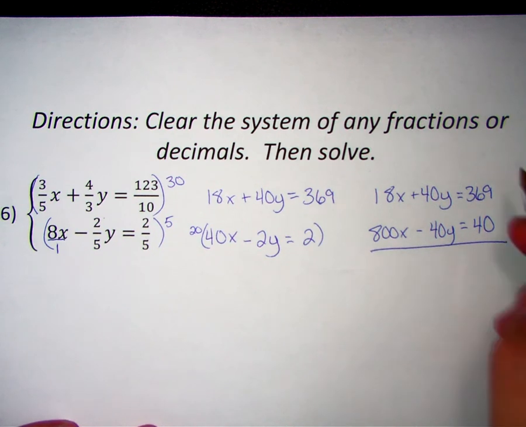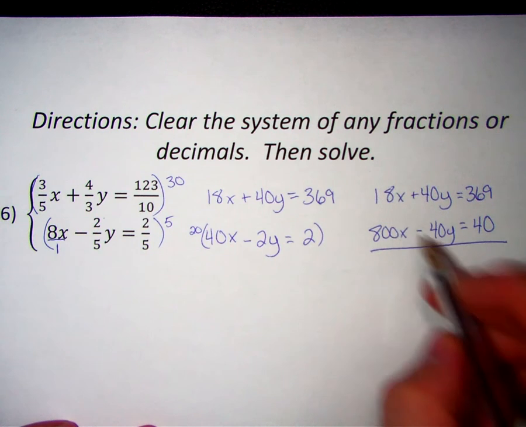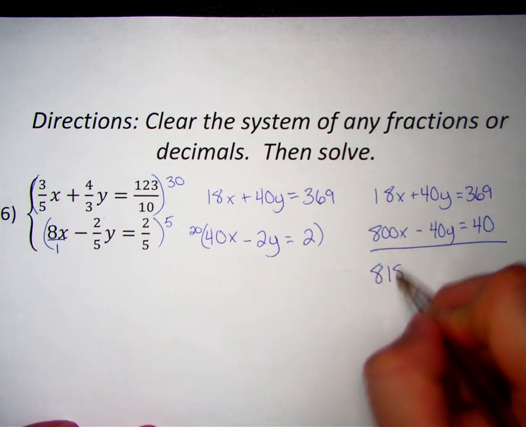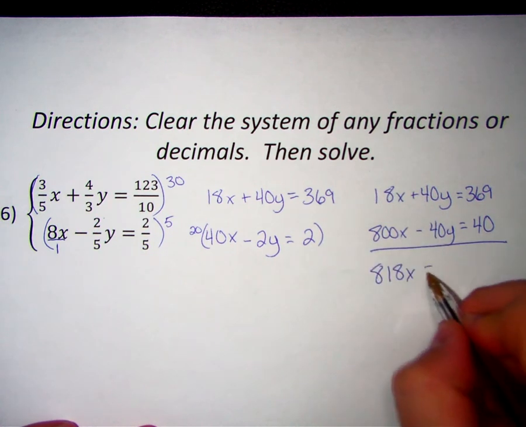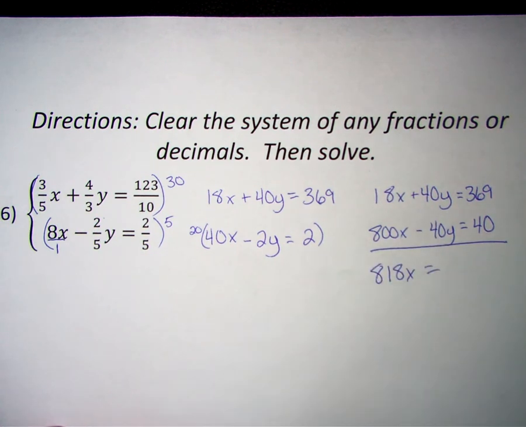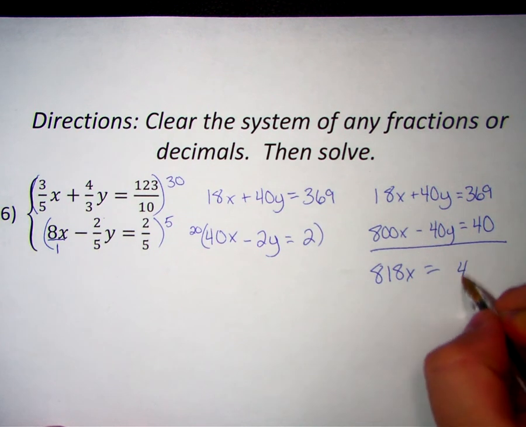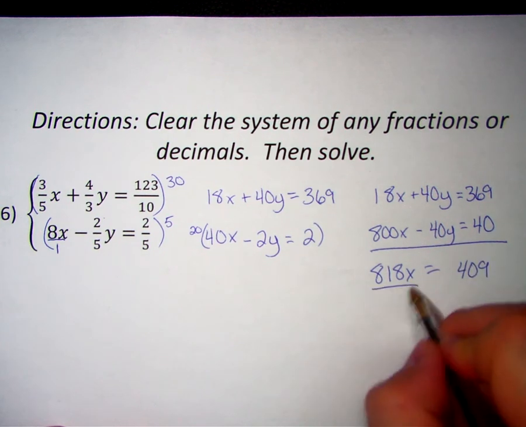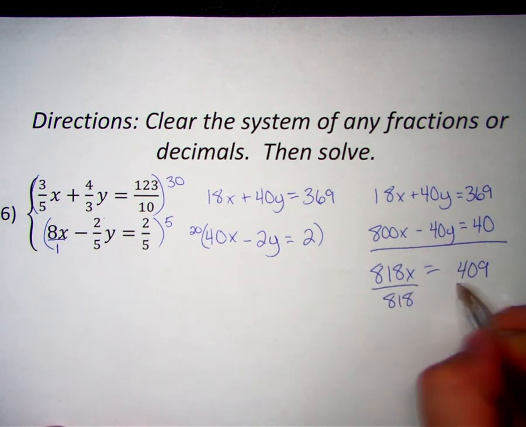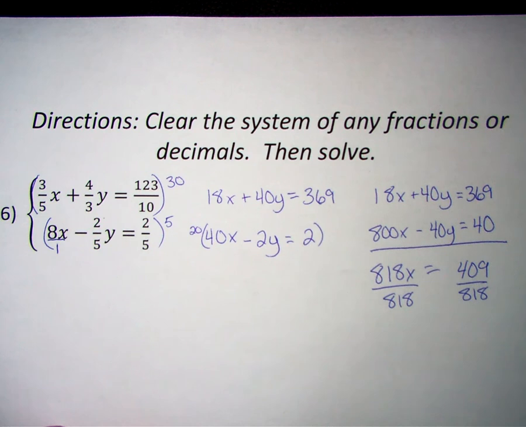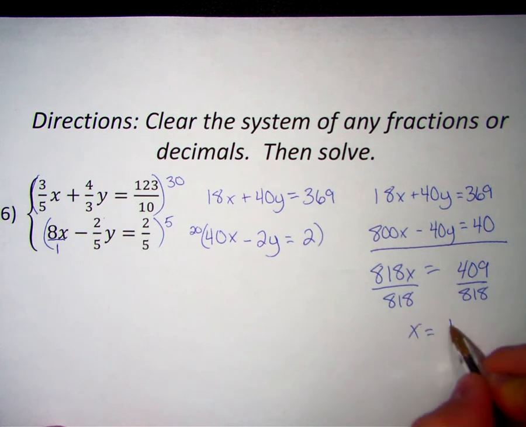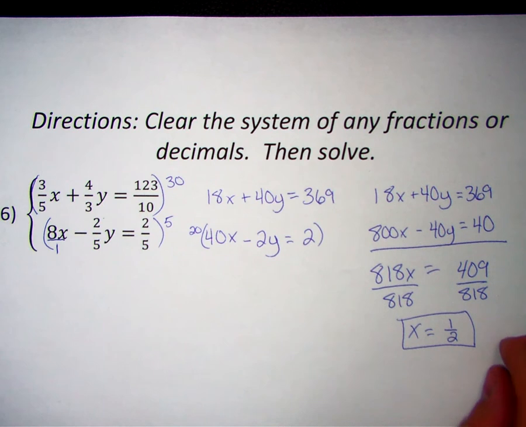All right, let's combine our terms. 18 and 800 gives me 818x, which is going to equal 409. Divide by 818 on both sides, and x is equal to 1/2. Well, we want to take our value of x and plug it back in to figure out the value of y.